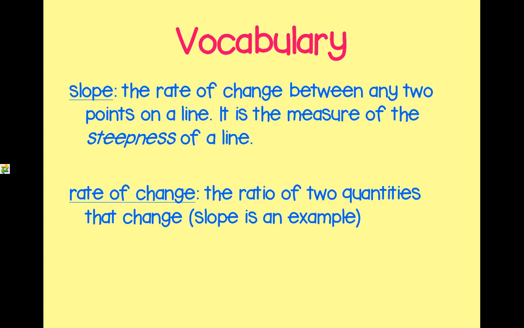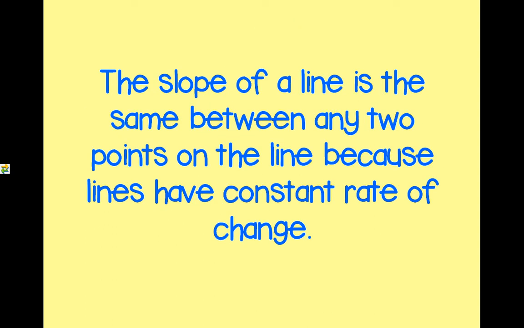The rate of change is the ratio of two quantities that change. Slope is an example. The slope of a line is the same between any 2 points on the line because lines have a constant rate of change.